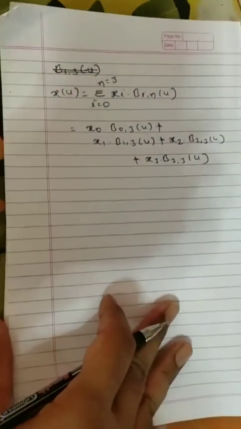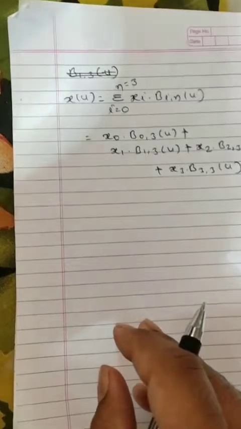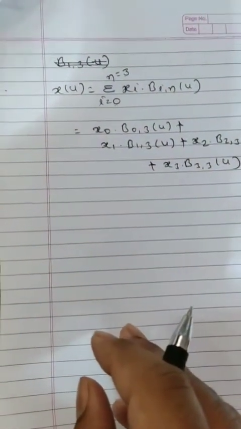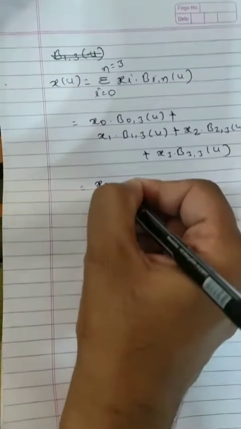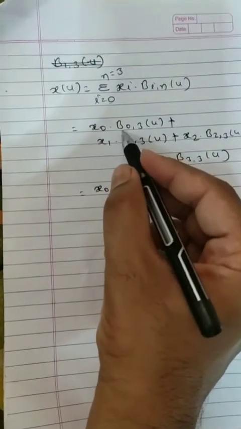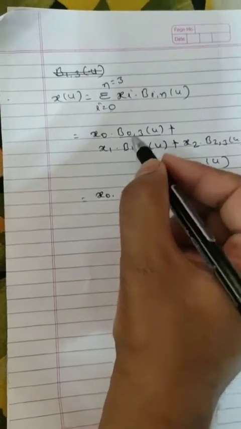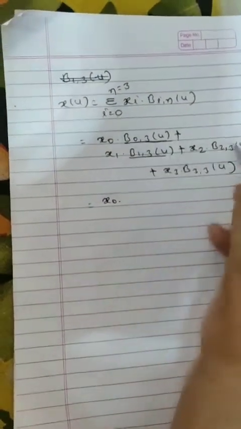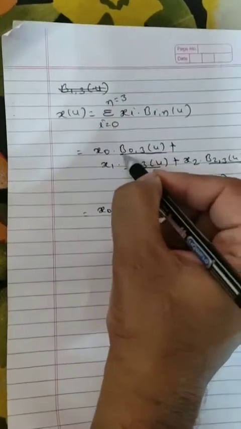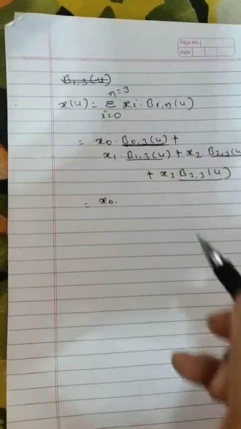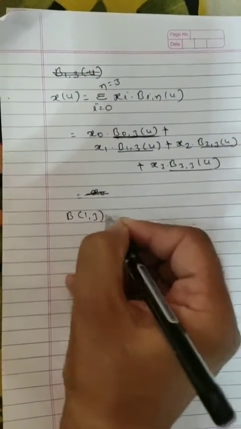We simplify this by putting i equal to 0 in the equation, and then we perform the summation. x0 into this formula b0,3(u). In the same way, we need to calculate this value, this value, this value, and this value, and then we will put those values here. We already calculated this value. Now I calculate b1,3(u).